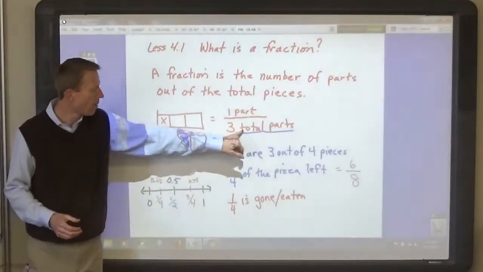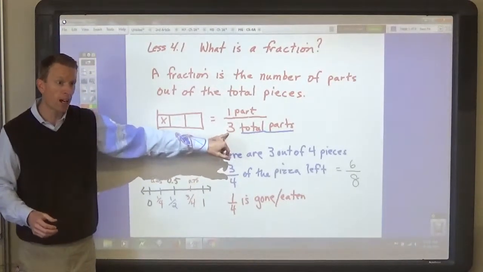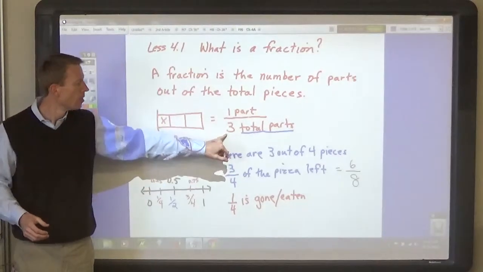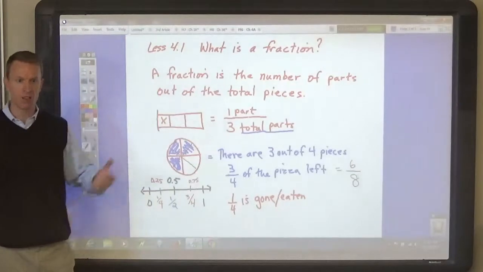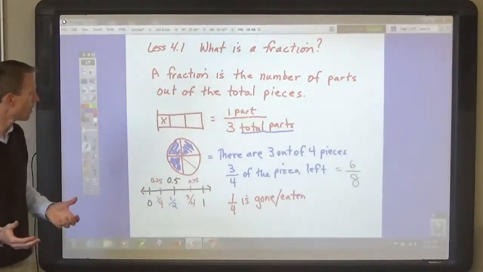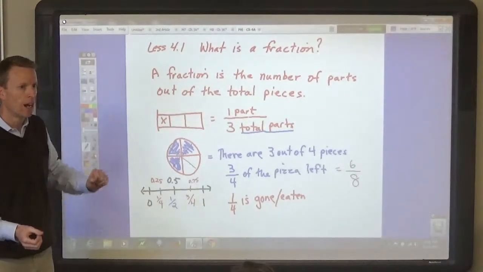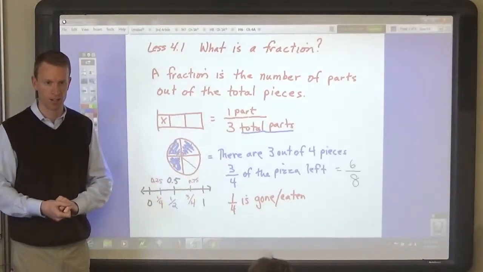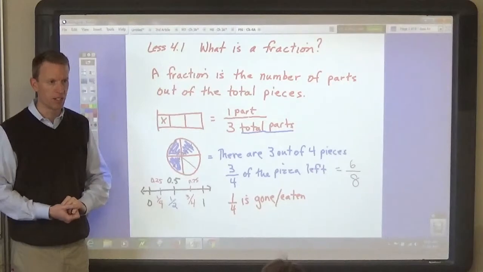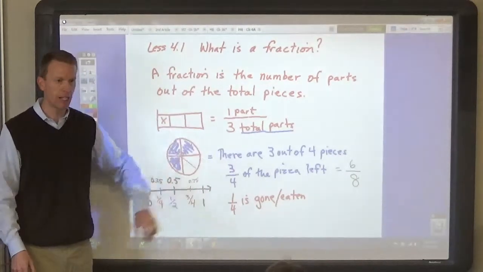And the bottom number is called the denominator. The bottom number will tell you both how many pieces would be in the total, in the whole, or what size the pieces are. Okay? The denominator can tell you how big the pieces are.